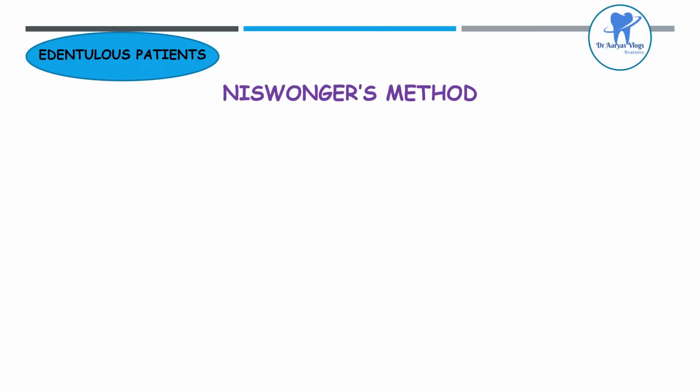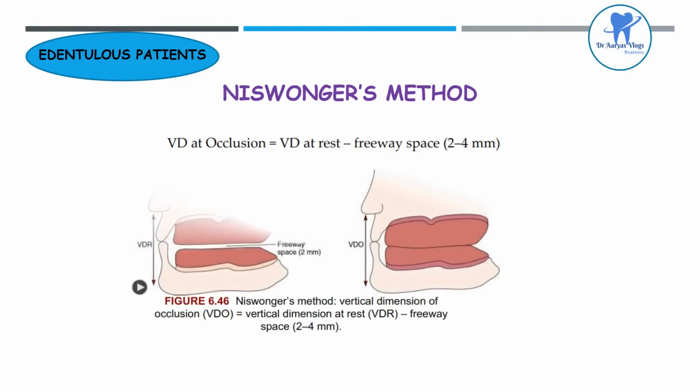Coming to Niswanger's method, it is used in edentulous patients. This is the most commonly used method to establish occlusal vertical dimension, and it uses the physiologic rest position, that is, vertical dimension at rest, to determine the occlusal vertical dimension. Here Niswanger stated that mediate occlusion is equal to mediate rest minus freeway space, that is 2 to 4 mm. So in Niswanger's method, here it is the freeway space of 2 to 4 mm.